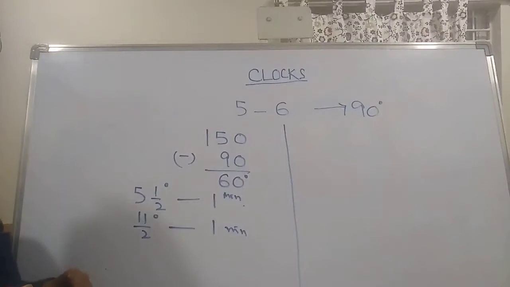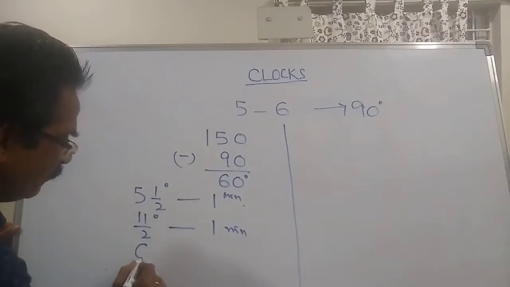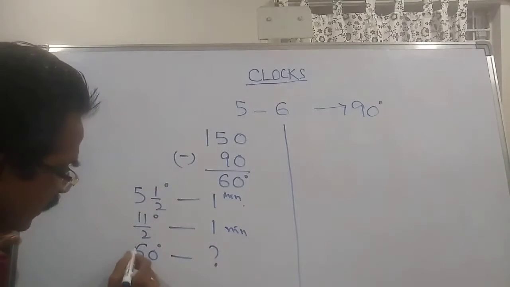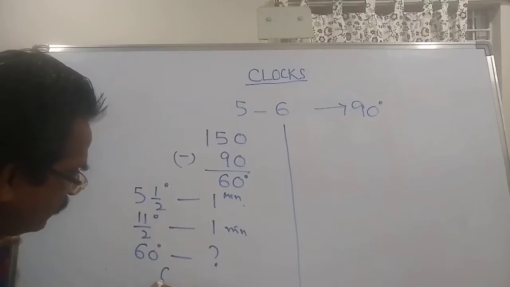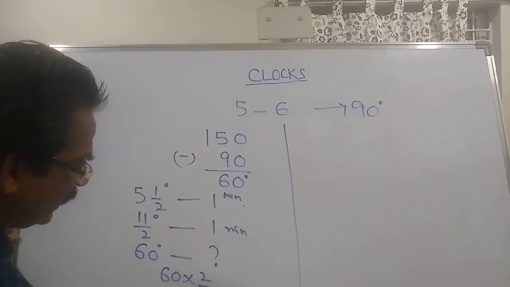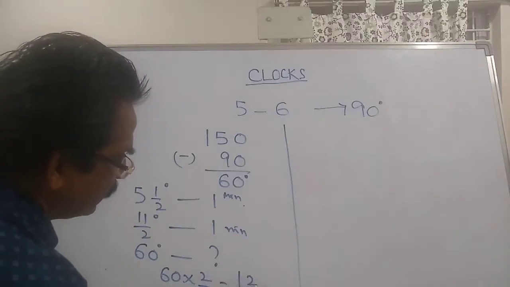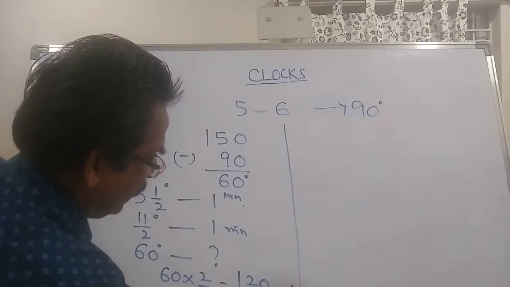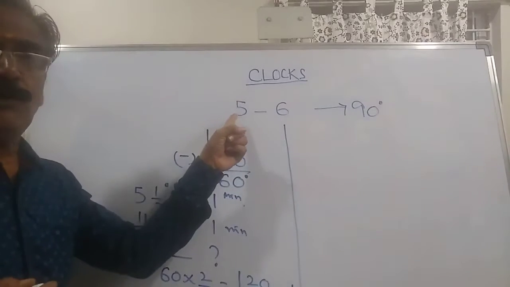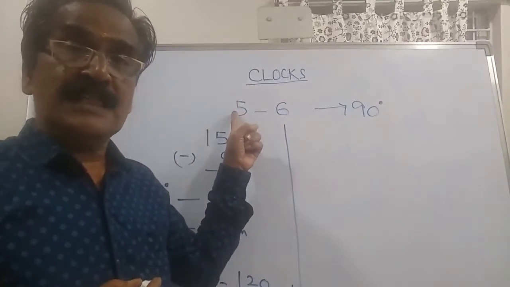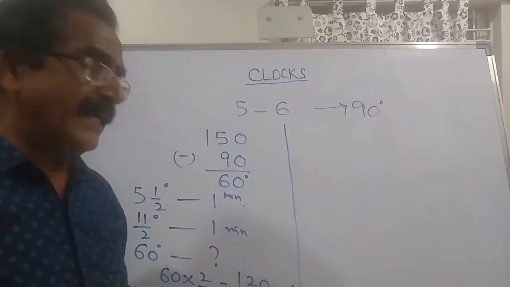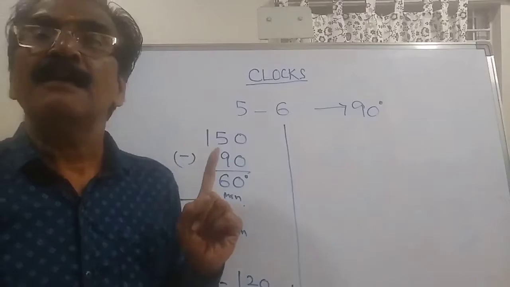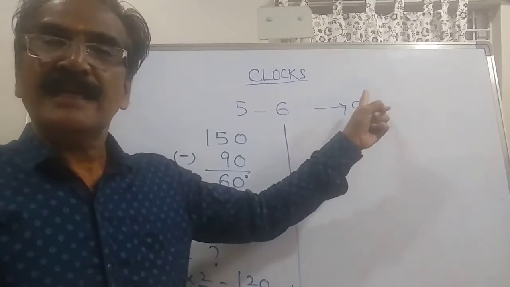So now 60 degrees angle must be reduced between the hands. For 60 degrees, how much time has to pass? So 60 by 11 by 2. 60 by 11 by 2 means 60 into 2 by 11. That is 120 by 11. That is 10 by 11. So 5 hours 10 by 11 minutes. At this time the angle between the hands will be 90 degrees.